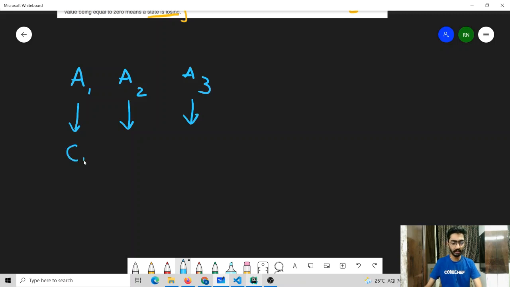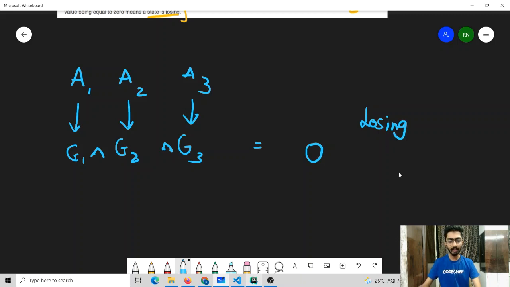Once we find the Grundy number for each of these states, we need to take the XOR sum of these Grundy numbers, and if the XOR sum comes out to 0, then this game is a losing game for the player who is starting. And who is starting? Player A starts. So if and only if the XOR of all the Grundy numbers comes out to be 0, player A loses. In all other cases, player A is going to win the game.